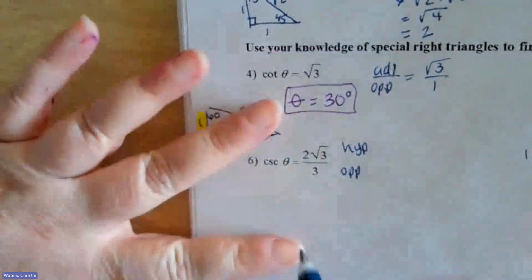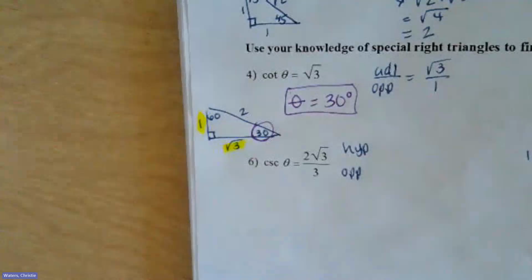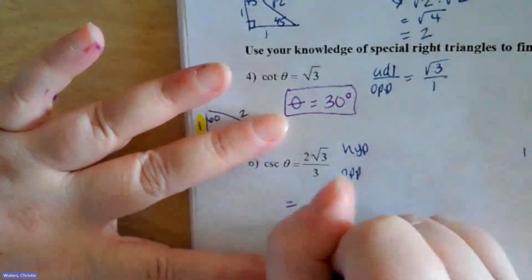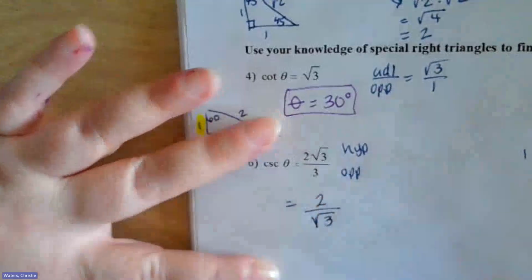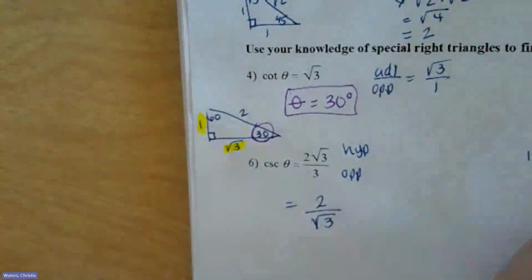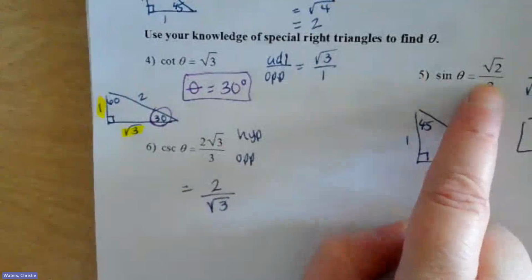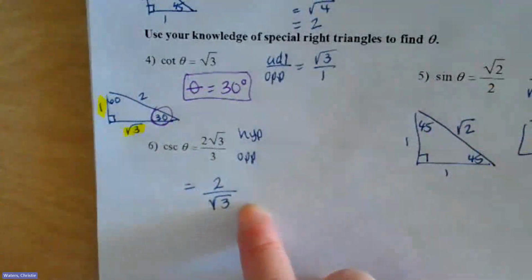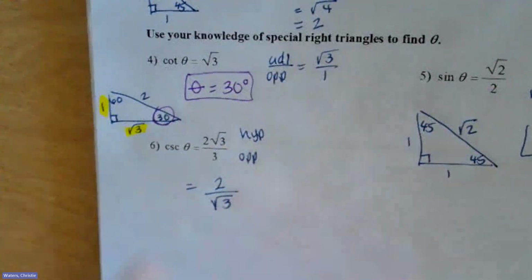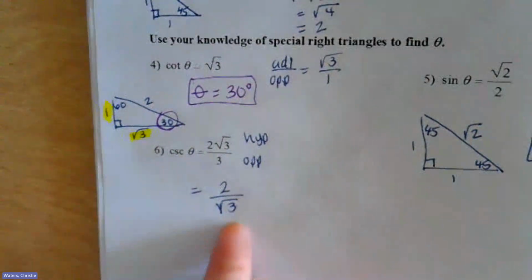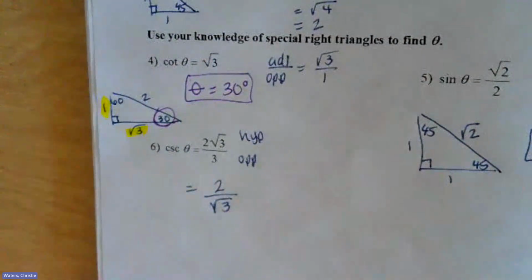So I'm going to actually kind of de-rationalize this one, and it would turn into 2 over the square root of 3. So it kind of follows the same pattern that we saw over here with number 5, where the square root on the top actually goes on the bottom, and then you can just take that square root off of the top. So 2 square root of 3 is what we're looking for.